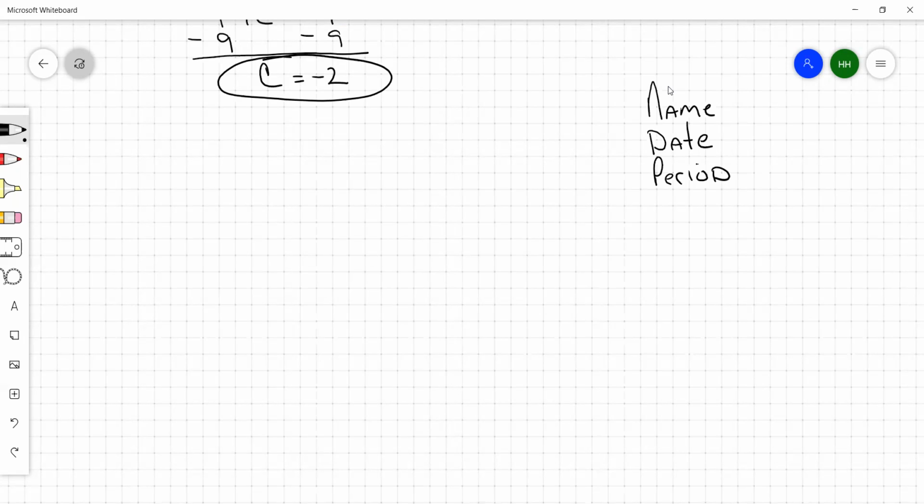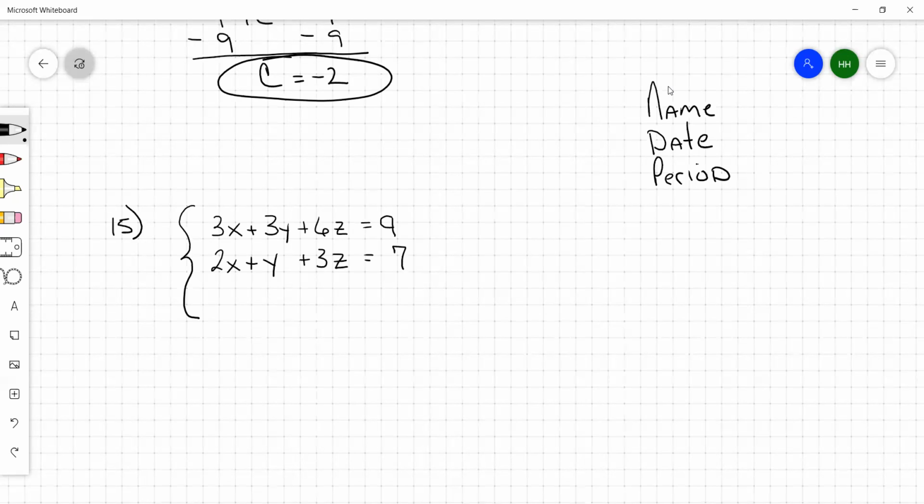All right, we're going to call this one number 15. Our system is 3x plus 3y plus 6z equals 9. 2x plus y plus 3z equals 7. x plus 2y minus z equals negative 10. All right, we're calling that one number 15.